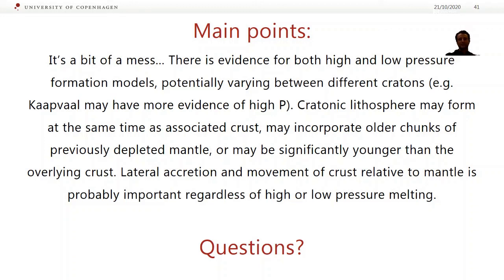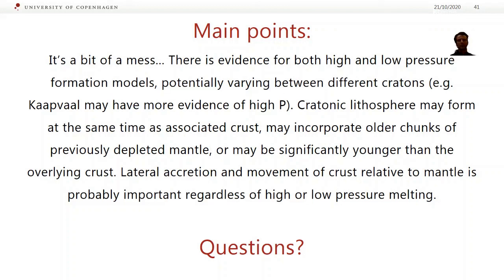Okay, so I can't really give you a satisfying conclusion here. As far as I can see, the way that cratonic mantle forms is a bit of a mess. So there are fairly convincing lines of evidence for both the high pressure and low pressure formation models. I think there's potentially a bit of variation between the different cratons. I'd say a lot of the high pressure evidence seems to come from the Kaapvaal. So maybe that incorporated a greater proportion of high pressure lithosphere, or maybe people who work there are just more conditioned to seeing things in a high pressure lens.